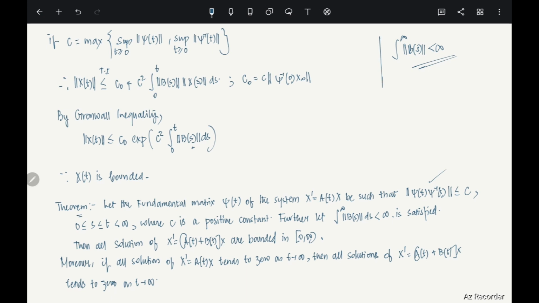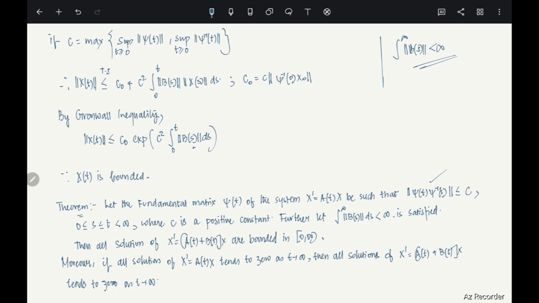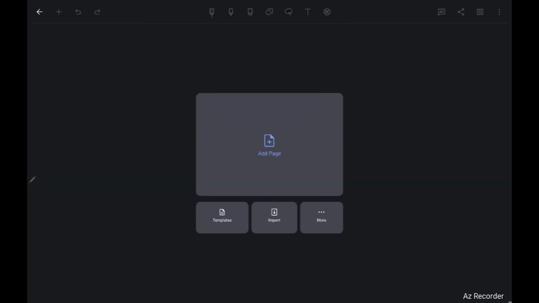So essentially, if the solutions of the homogeneous problem are, let's say, bounded, then the solutions of the perturbed systems are bounded. If they go to 0, then the solution goes to 0. Which is a very, very straightforward thing. It just mimics that solution. Okay, let's look at the proof. The proof is not very difficult.